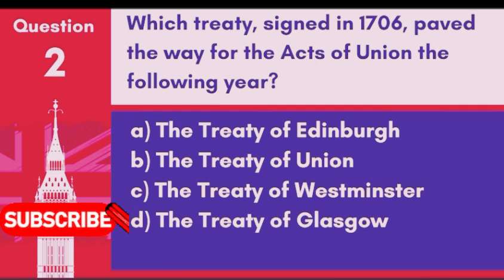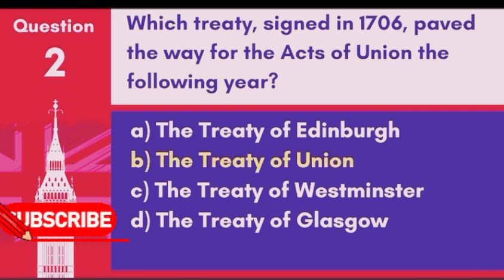Question 2. Which treaty, signed in 1706, paved the way for the Acts of Union the following year? A. The Treaty of Edinburgh. B. The Treaty of Union. C. The Treaty of Westminster. D. The Treaty of Glasgow. Answer. B. The Treaty of Union.